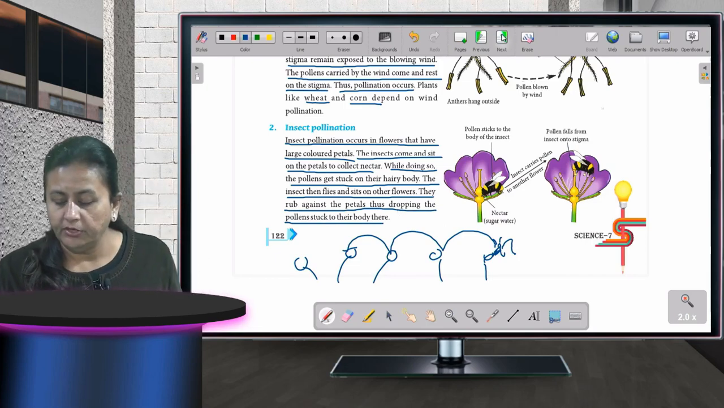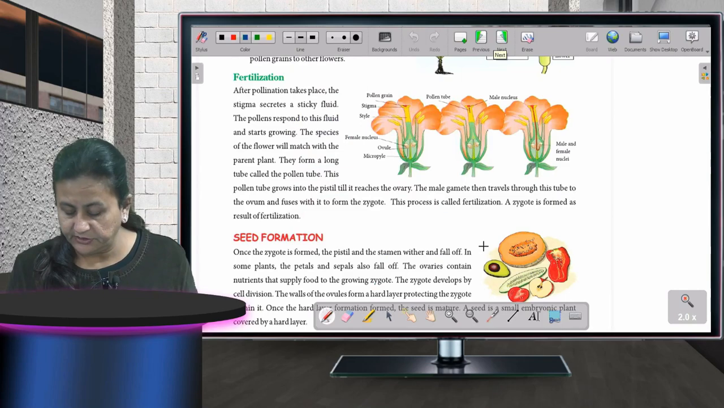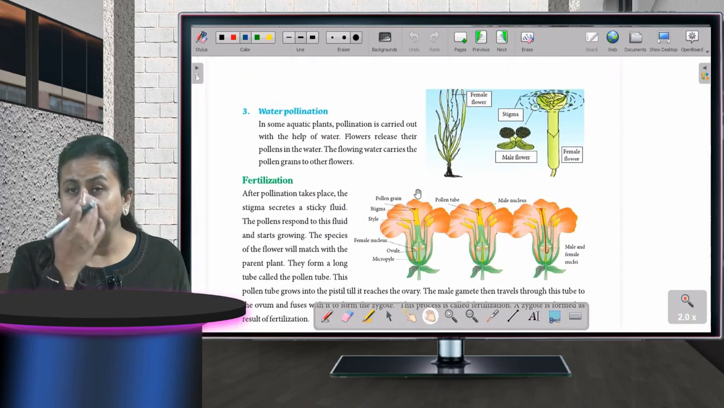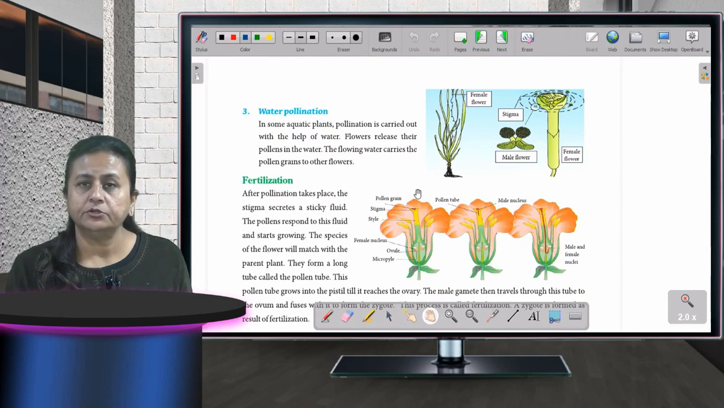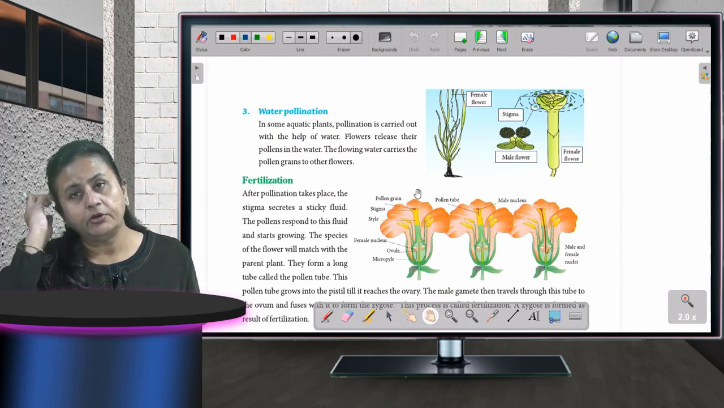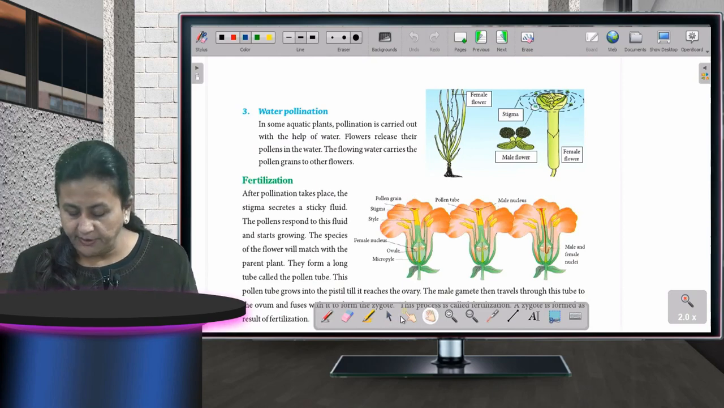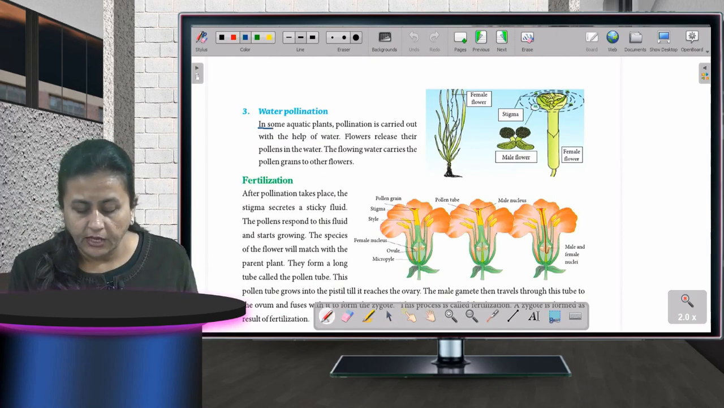Now the next type of pollination is water pollination. There are many plants which grow inside the water also, as you know. Like if I talk about lotus, water lily, they all grow in the water. So in some aquatic plants, pollination is carried out with the help of water.